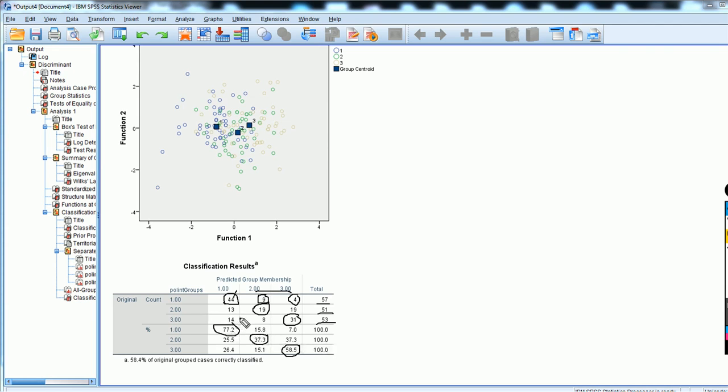So you can see that this percentage right here is just reflecting the overall accuracy rate in terms of the predicted group memberships in relation to actual. So the model correctly predicted actual group membership about 58.4% of the time. But again, it did the best job in terms of predicting membership in group 1, and it did the worst job in terms of predicting membership in group 2.